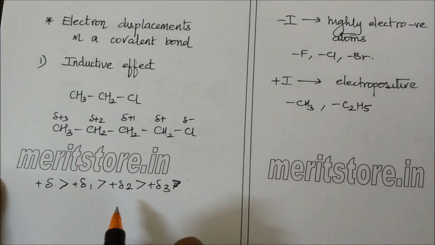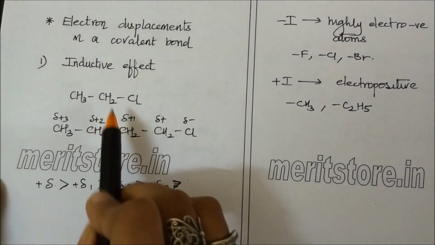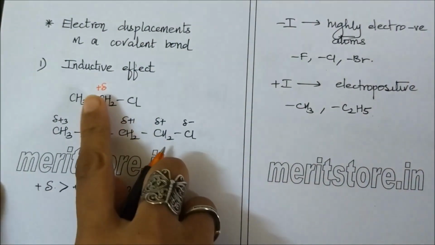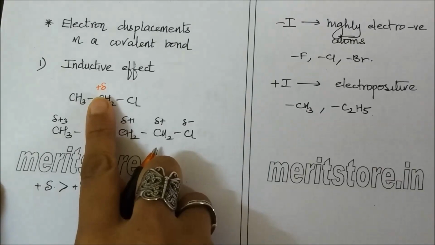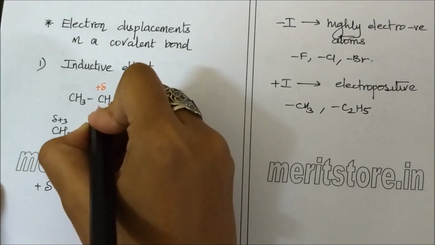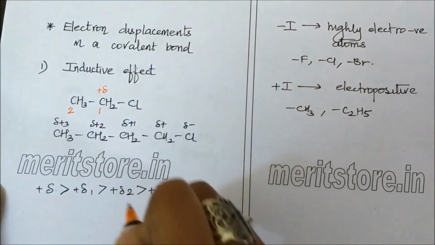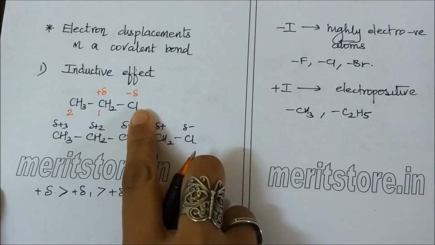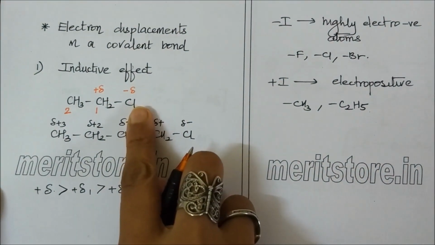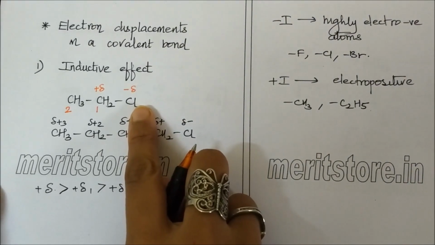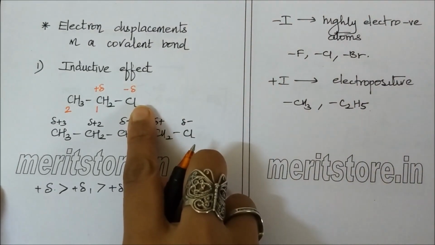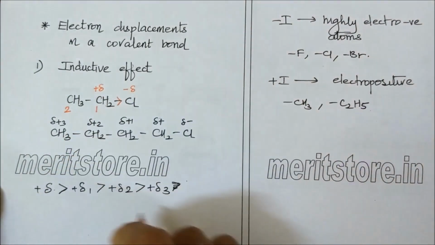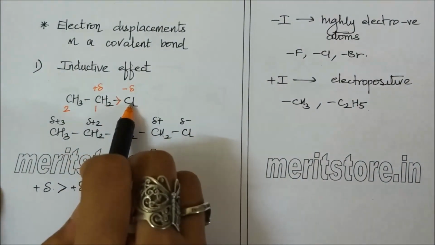It is polarized in such a way that carbon number 1 gains some positive charge. I can write this as plus delta. Delta means a very small positive charge. This is carbon 1. This is carbon 2. And the chlorine atom gains some negative charge. This is due to the high electronegativity of chlorine. The shift of electron density shows that the arrow points from plus delta to minus delta, which means that electrons are being pulled towards chlorine.